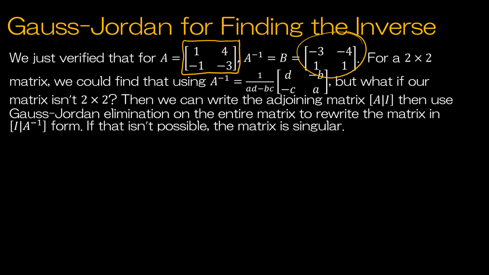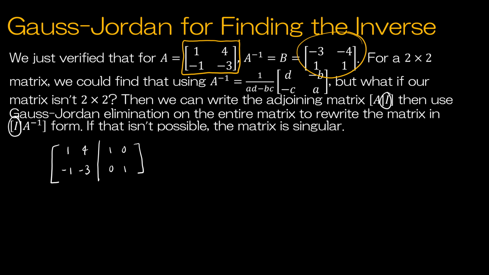And here's how it works. We're going to take A, 1, 4, -1, -3. And I like to put a line here. Your book doesn't show that, but that's okay. And then on the right-hand side, I'm going to put the identity matrix. So because this is a 2 by 2, that would be 1, 0, 0, 1. And what I want to do is I want to use row operations to basically make the left-hand side 1, 0, 0, 1 and see what I get on the right. So let's take a look at that.